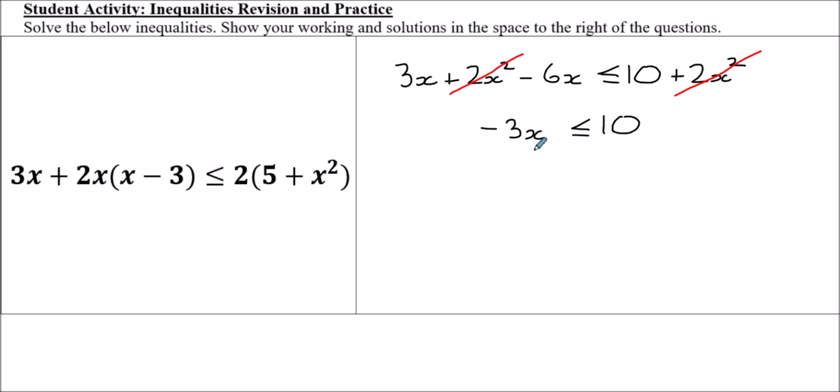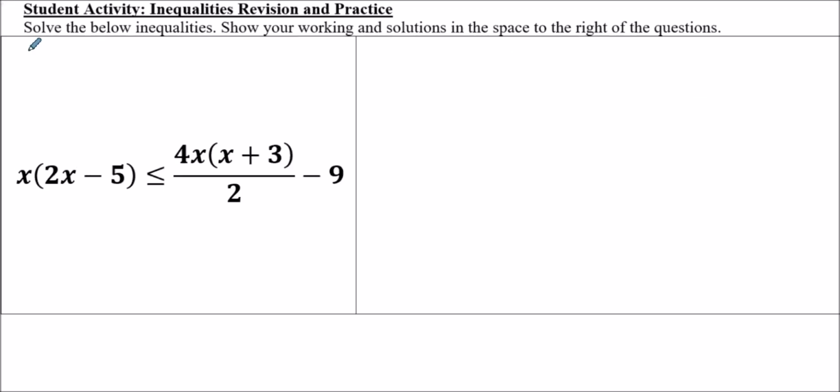We can now divide through by minus 3, so we get that x is something to do with 10 over 3. But because we're dividing by a minus, that becomes minus 10 over 3, and this inequality sign switches. So we have x is greater than or equal to minus 10 over 3.